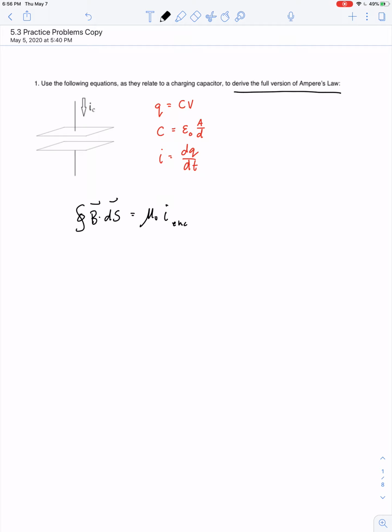That enclosed current could either be a conduction current or a displacement current. So the total current is the sum of both types. So we really need to say that the integral of B dot ds is equal to mu naught times conduction current plus mu naught times displacement current. And displacement current, hopefully you recall, is the apparent current that is supposed when you do an experiment to investigate the magnetic field produced by the current.